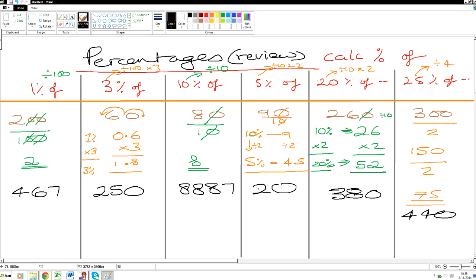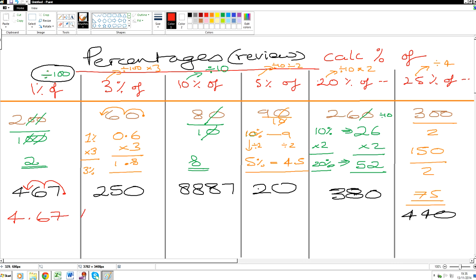Okay, we got 467 to work out 1%. What do we do? Divide by 100. So divided by 100, move the decimal point two places. The answer is going to be 4.67. Now I want to work out 3% of 250.